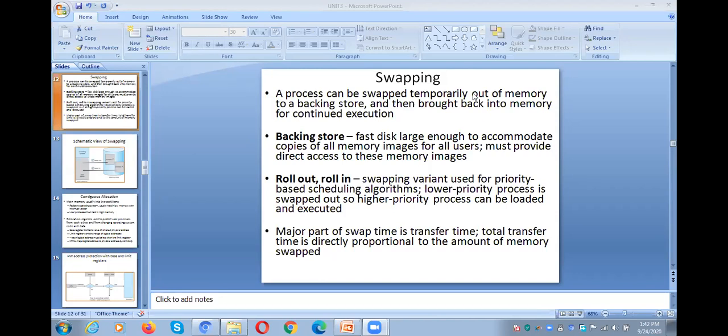Okay, now in this particular class we are going to discuss swapping. So what is swapping? In swapping, we temporarily move data out from main memory to secondary memory, and again from secondary memory back to main memory. A process is swapped into the main memory and a process is swapped out from the main memory. The combination of swap in and swap out is called swapping. This is also called roll out and roll in.